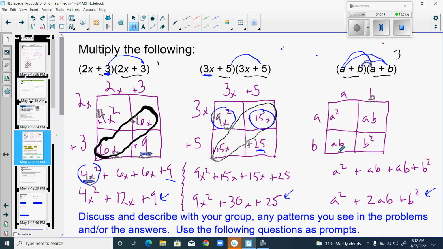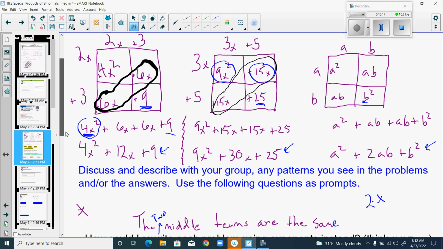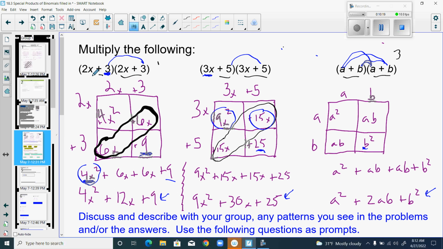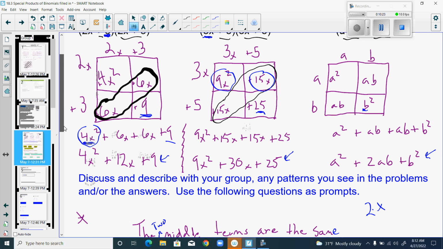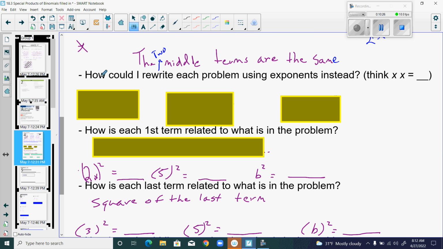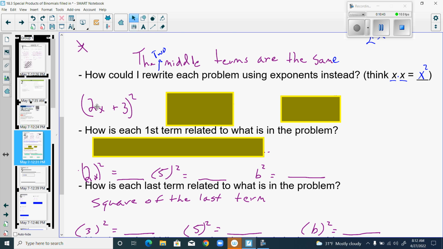When I take a binomial and multiply it by its identical binomial, we have a lot of things that happen. So let's summarize these findings. First of all, how could I rewrite each problem using exponents instead? If I take something and multiply it by itself, x times x is really x squared, isn't it? So how can I rewrite the first one? I have 2x plus 3 times 2x plus 3.